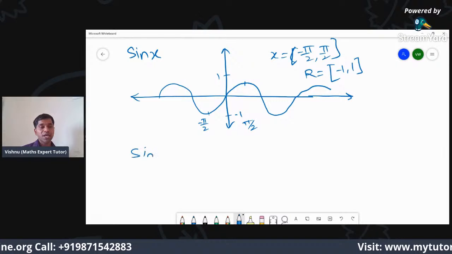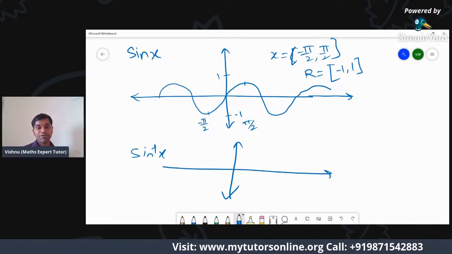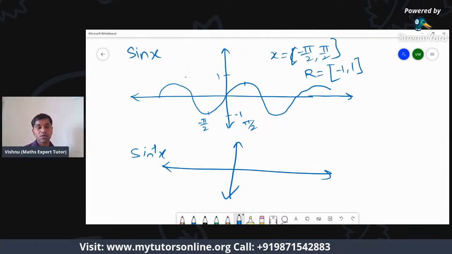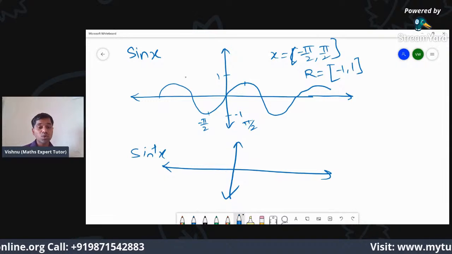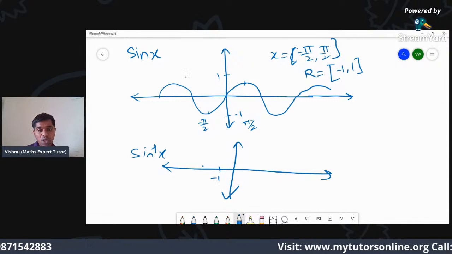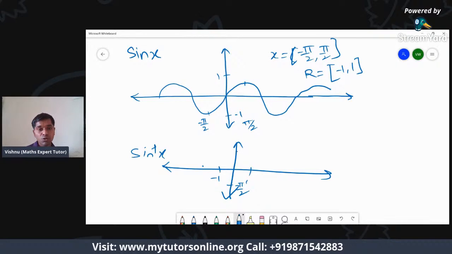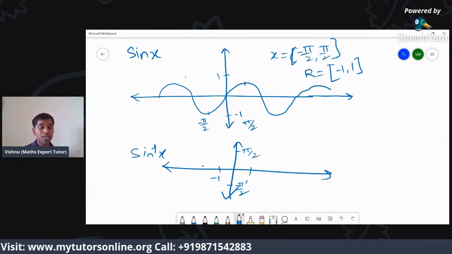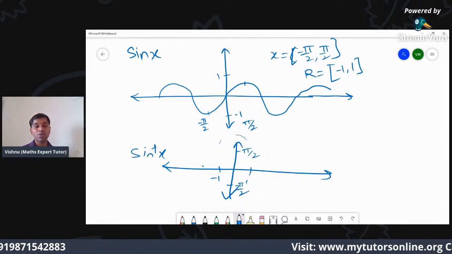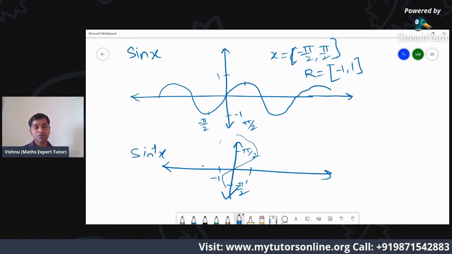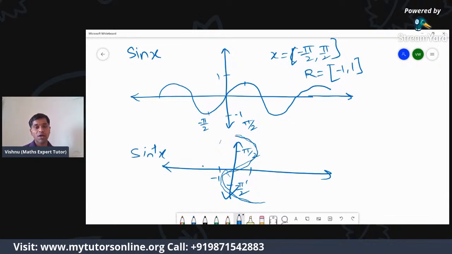For sine inverse x, the graph becomes exactly opposite. Here on the x-axis it will be minus 1 to 1 like this, and here it will be minus pi by 2 to pi by 2. I hope you are able to understand what I'm saying. Sine inverse of 1 will be pi by 2, so the graph will go like this.